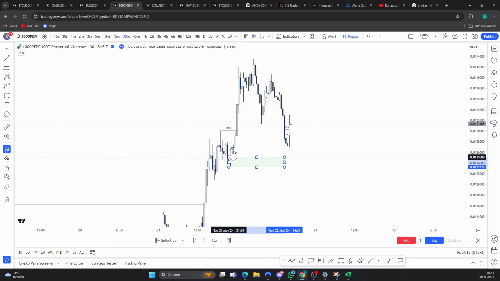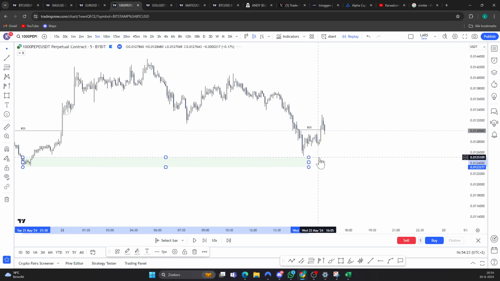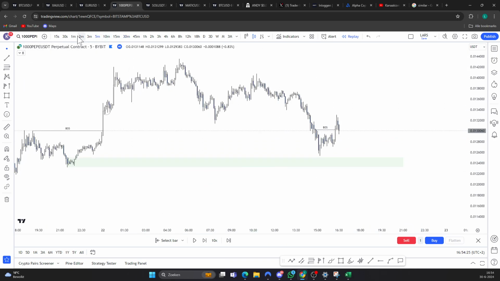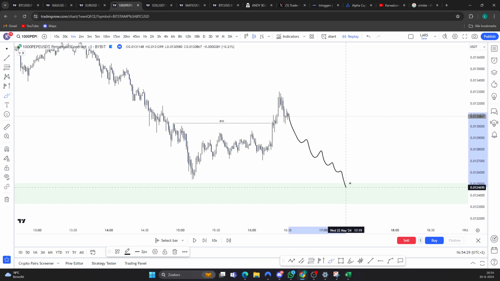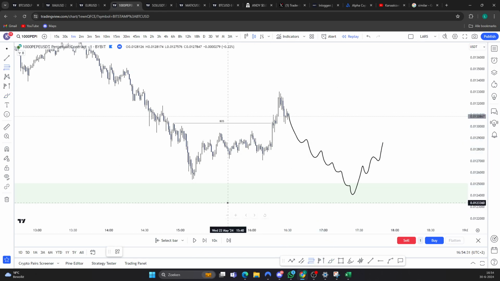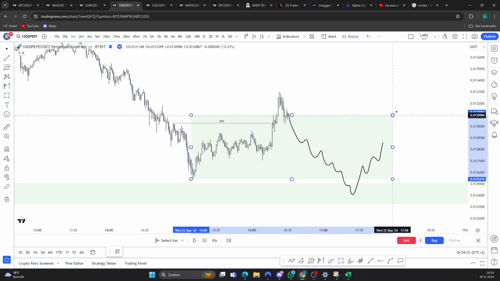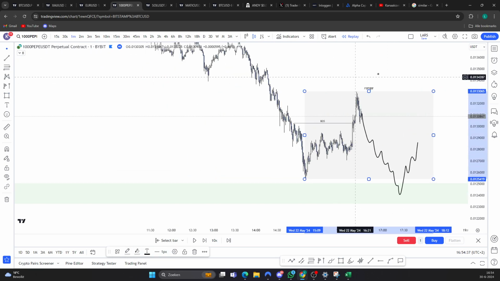Curious to know if we mitigated that 30 zone. We did not. Okay. There could be a reason to come lower. Or maybe if we come lower and do this, this would be our new range. That would be nice. That would be easy to trade if that happens.